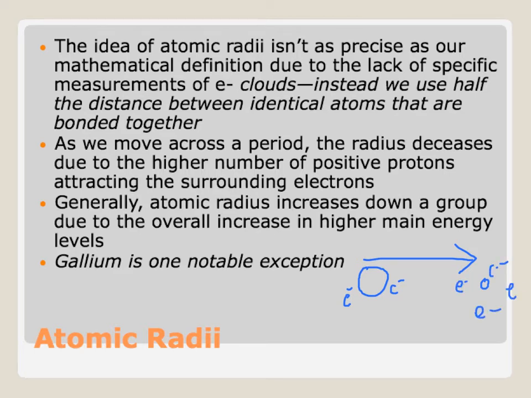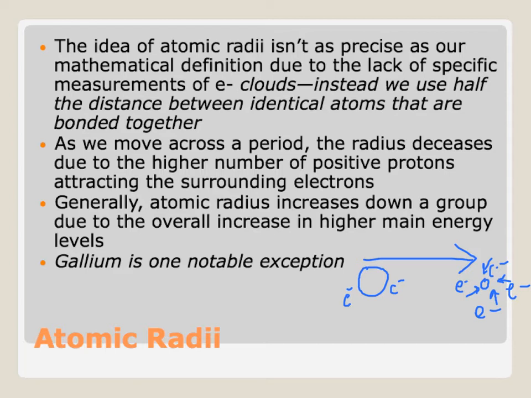Because more electrons carry more negative charge, that negative charge is more attracted to the positive protons inside the nucleus. And so the nucleus pulls that cloud more tightly, and it holds on to those electrons a little bit more tightly. That stronger attraction makes for a smaller overall radius or diameter. So as we go across the periodic table, the radius decreases.